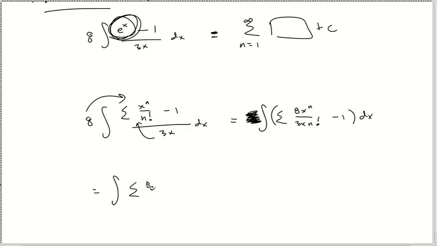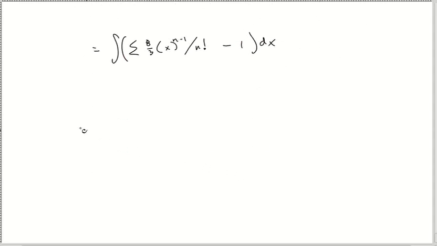So I've got 8/3. And then these x's right here, that's a 1, that's an n. So then technically x to the n minus 1 now. And this is still all divided by the n factorial in the bottom. And then still minus 1, and then still integrate. Whew.